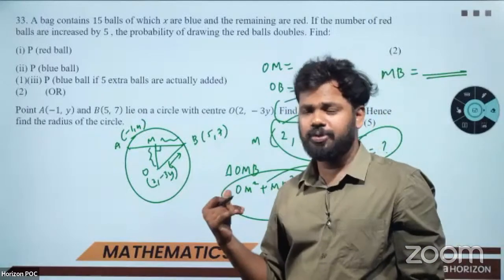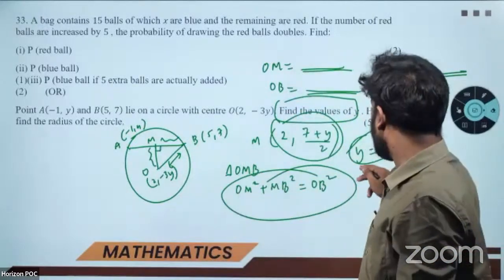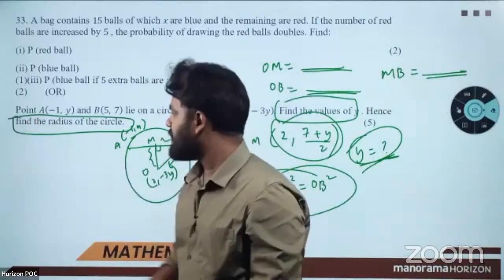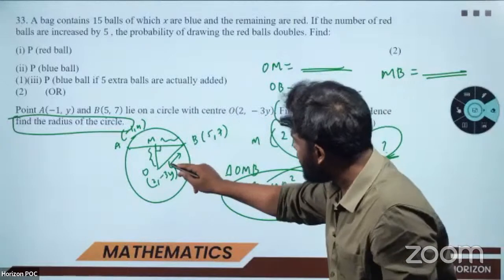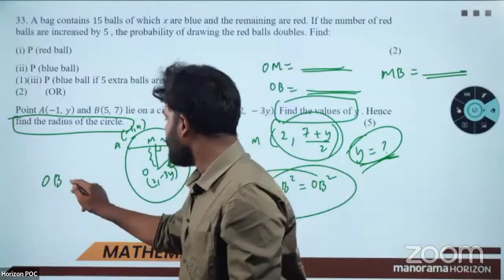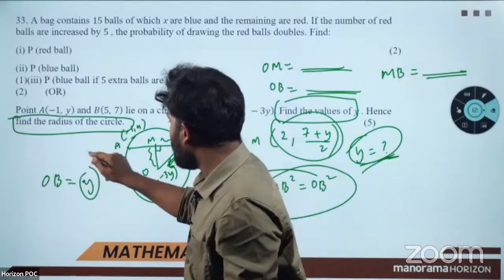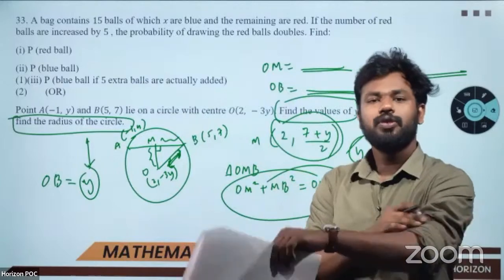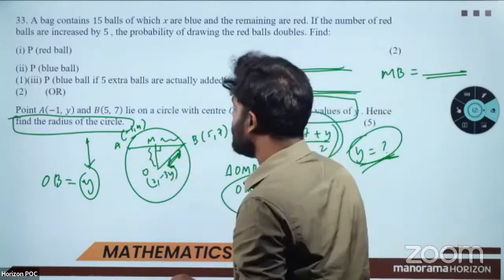Clear? I'm not doing the steps there. I'm not doing the calculations there. So Y you got. And after getting the Y, what you have to find? You have to find the radius. So to find the radius, is this the radius? OB? Yes. So in place of OB, if you have a Y there, put the value of that Y and get what? The radius there. Clear? So that is how you find out the radius of the circle.